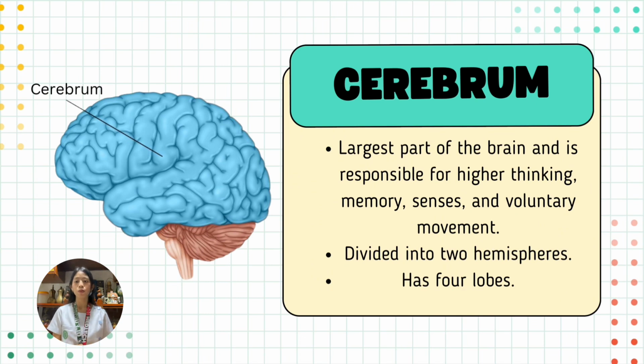So the cerebrum is the largest part, covering most of the brain's surface. When you're studying, you mostly use your cerebrum. It is divided into two hemispheres that work together, and these hemispheres contain four lobes, each with different functions.